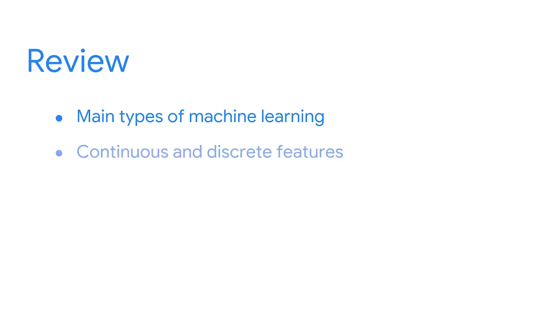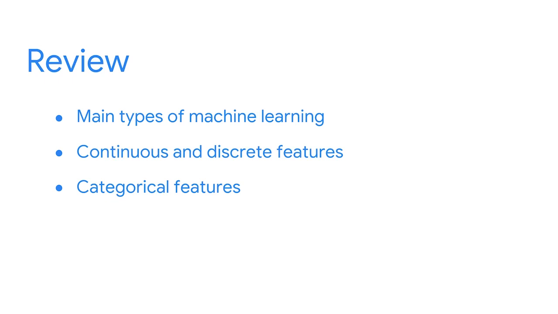Take a moment to reflect on how far you've come. We covered quite a few new and complex concepts. Let's review what you've learned. You identified and differentiated the main types of machine learning, including supervised, unsupervised, reinforcement, and deep learning. We discussed the difference between continuous and discrete features. You also learned about categorical features, which are finite sets of discrete features.